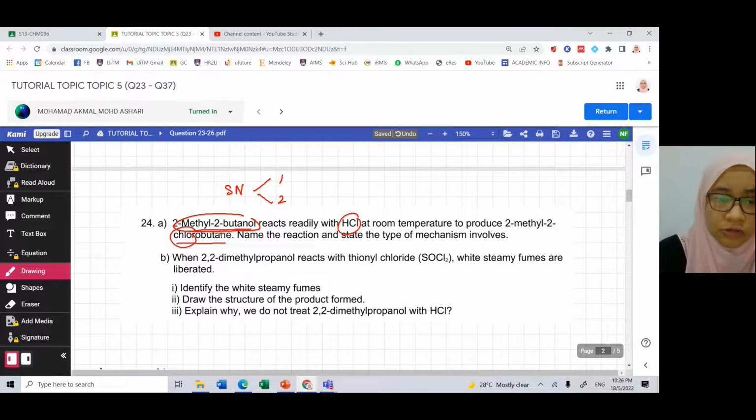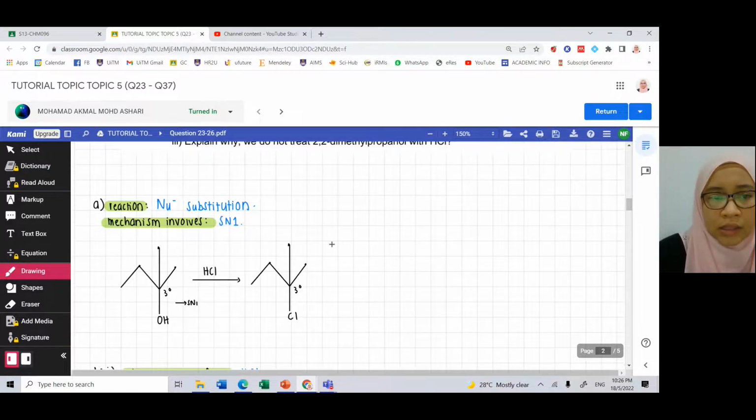So 2-methyl-2-butanol, if we were to draw this structure, this is how it looks like. So this is 2-methyl-2-butanol. Is it 1, 2, 3, 4? Yes, butanol. And then carbon number 2, we have OH and also methyl. So this is how 2-methyl-2-butanol looks like. So identify the classification of the alcohol.